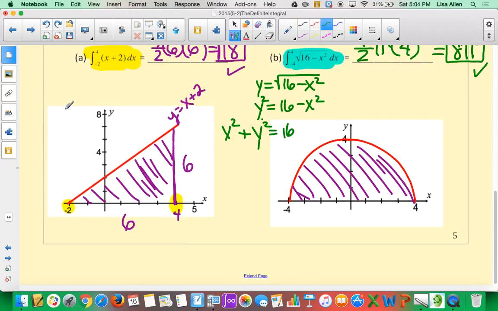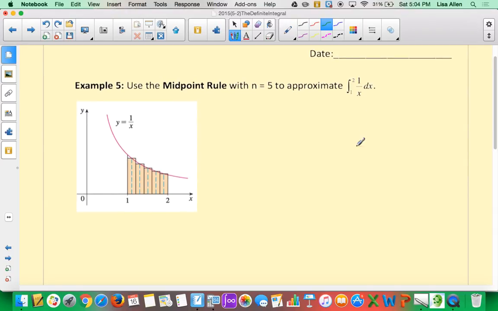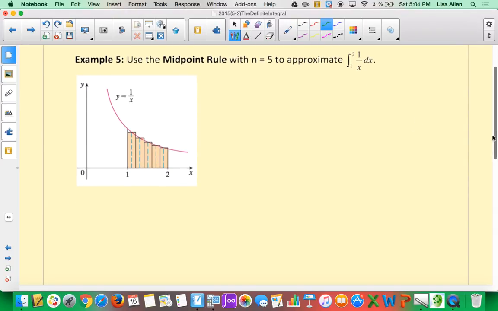Okay, so in the next example, we're going to be dealing with something called the midpoint rule, and I mentioned it briefly before. So we're going from 1 to 2. So my a is 1, and my b is going to be 2. So the first thing I do when I look at this, you have this integral. We're going to use the midpoint rule with this. We're going from 1 to 2 of 1 over x dx.